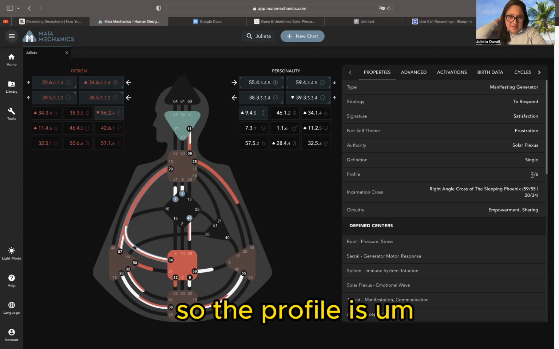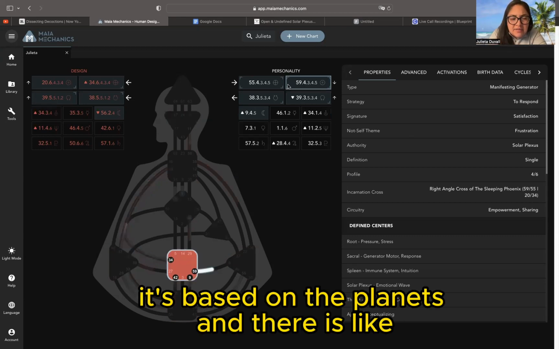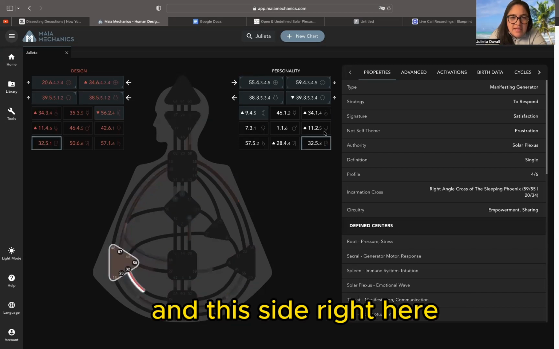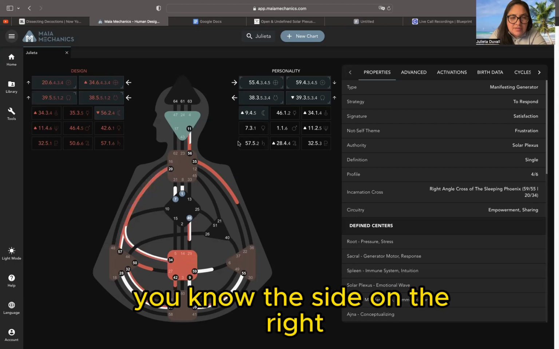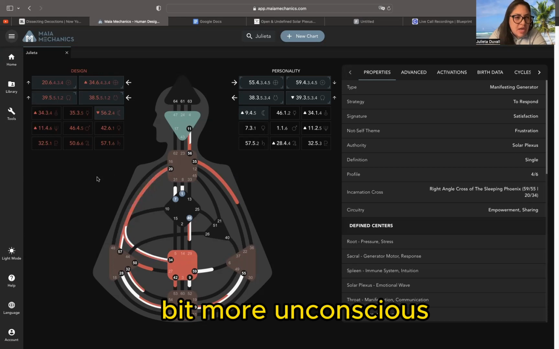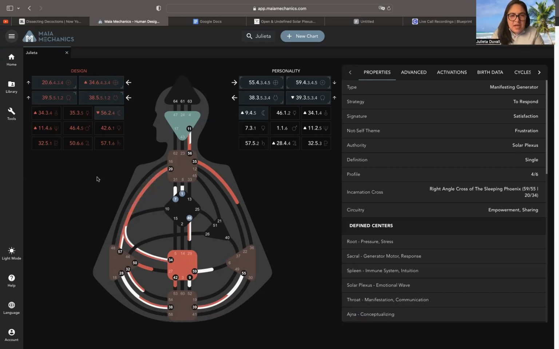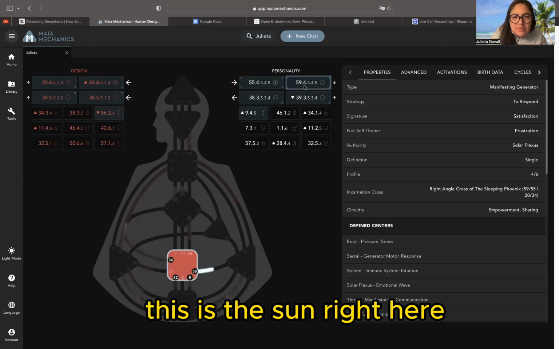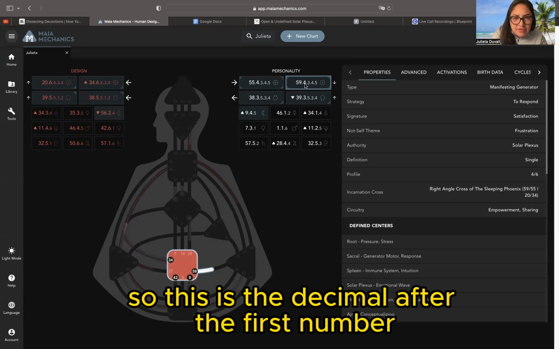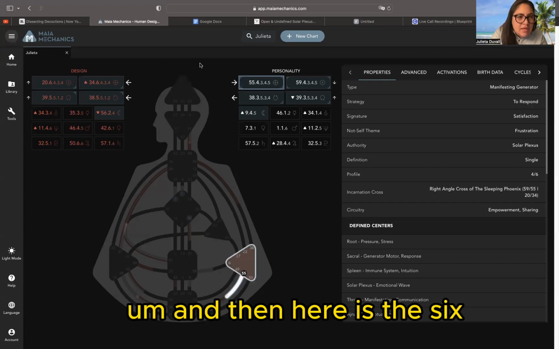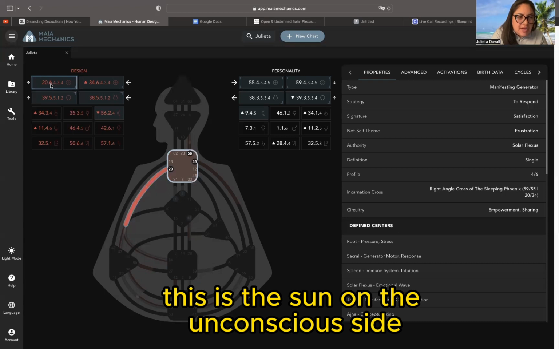The profile is based on the planets, so here is the earth, and this is the sun, and this side right here, the black, the side on the right, is going to be conscious, and then this is going to be a little bit more unconscious. In other websites, you'll see it as a list, and then the profile is made out of this number. So this is the sun right here, the decimal after the first number. This is the 59 sun, and then here is the 6. This is the sun on the unconscious side. That's what's at the bottom.